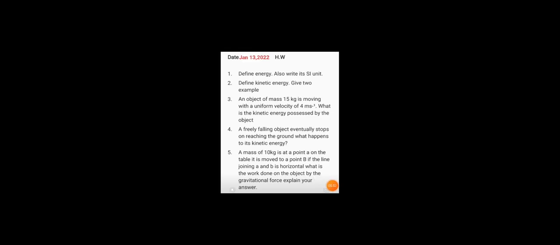Now, here are the questions for your homework. Question number 1, define energy. Also write its SI unit. Question number 2, define kinetic energy. Give 2 examples. Question number 3, an object of mass 15 kg is moving with a uniform velocity of 4 meter per second. What is the kinetic energy possessed by the object?